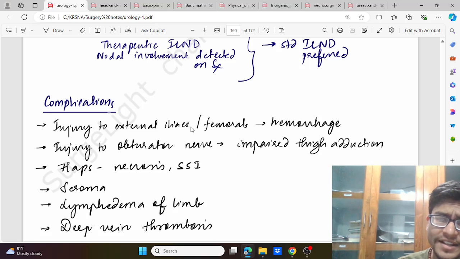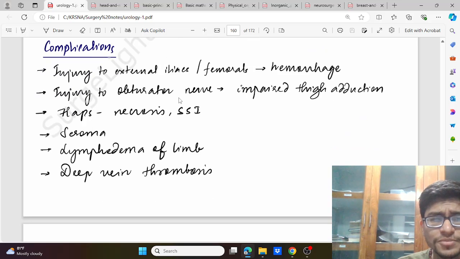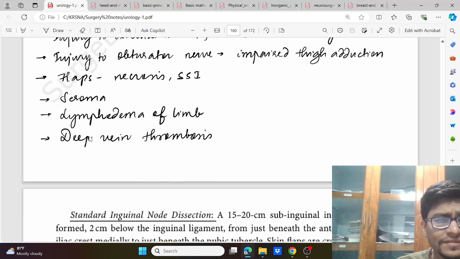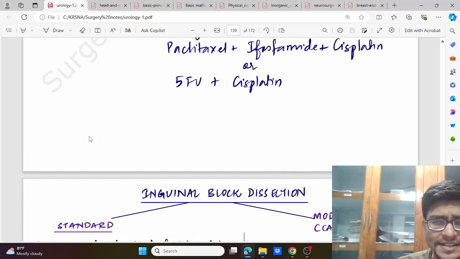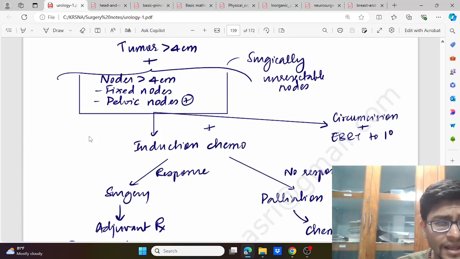So the complications are injury to the vessels leading to hemorrhage, iliacs or femorals, injury to the nerve, that is obturator, resulting in impaired adduction of the thigh, then flap necrosis, SSI, then seroma, lymphedema of limb, or deep vein thrombosis. So guys, this was all about penile cancer management.